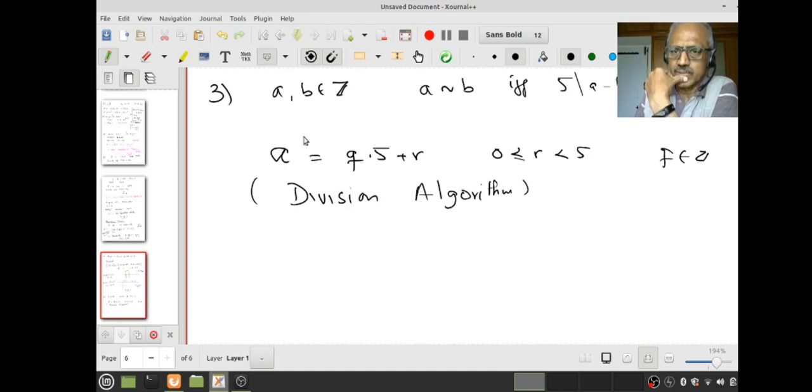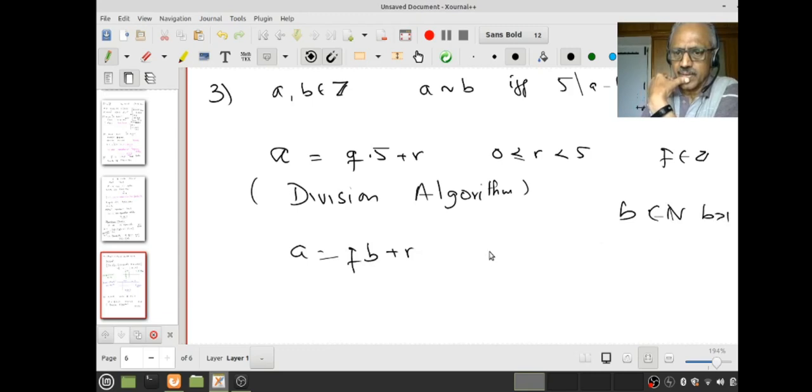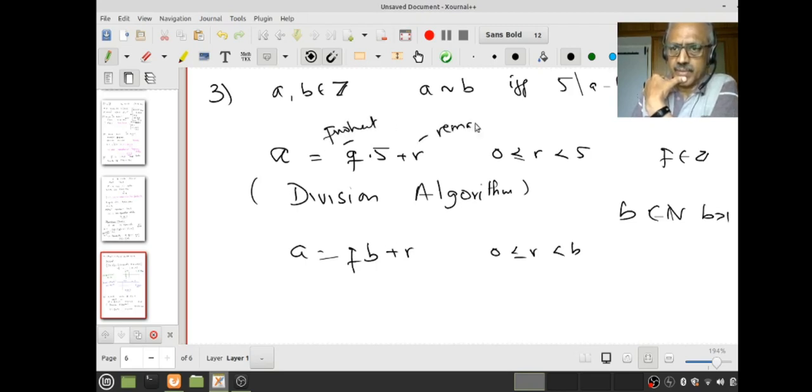Just assume that. Given any integer A and a natural number B greater than 1, I can write A equals QB plus R, where R is greater than or equal to zero and less than B. So when I say A is divisible by B, what does it mean? The remainder R must be 0. This is called the quotient, and this is called the remainder.